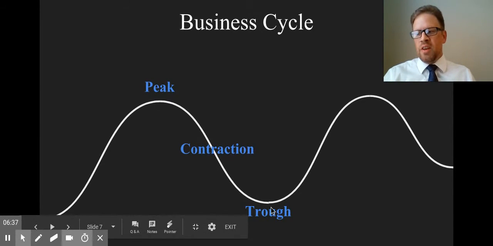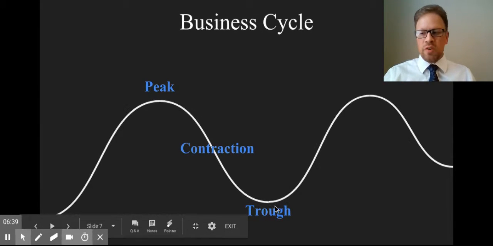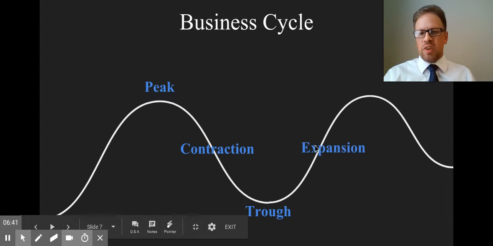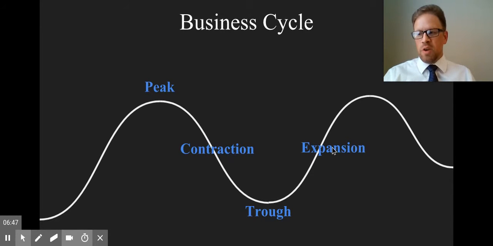And then if you've hit the worst, that means you're ready to have expansion or a boom. So if you hear about being in a boom economy, it means we're in an expansion period. And this is when real GDP begins to increase and business activity speeds up.